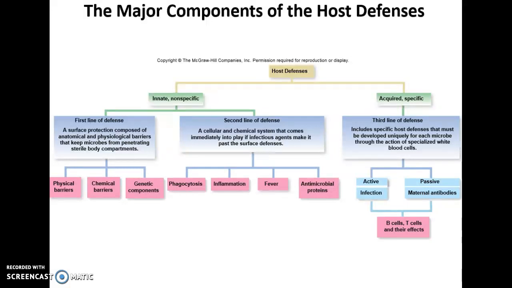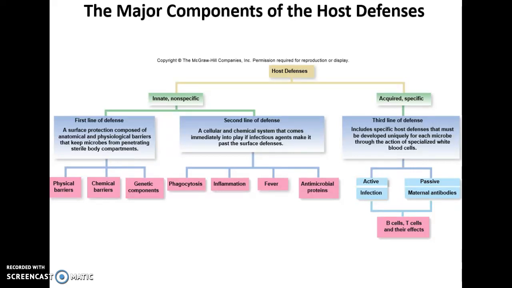defenses is going to be divided into the first line of defense and the second line of defense. So, first line of defense, you have what are called physical barriers, chemical barriers, and genetic components. These are basically surface protection composed of different anatomical and physiological barriers that keep microbes from getting into our bodies, all right, or getting into the tissue where they could actually cause problems.